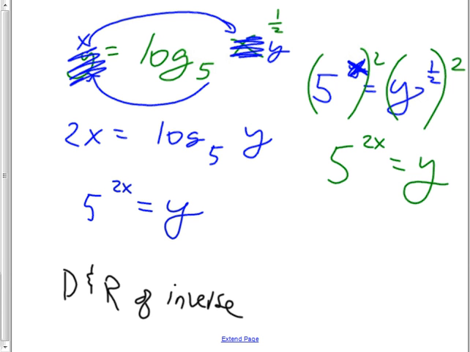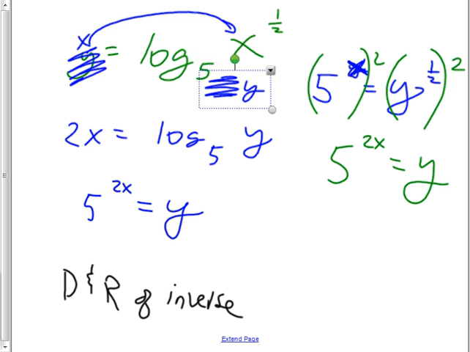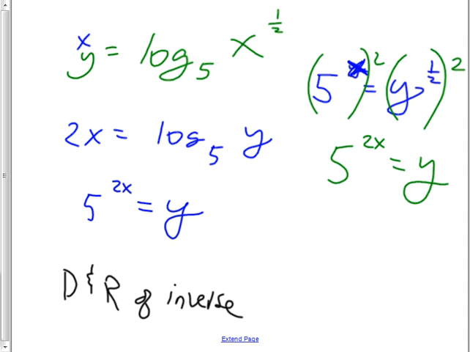Okay, good. Then, what's the domain and range? I would go back to the original and say, what was the domain and range of the original? Well, the original is a log. I know what they generally look like. I'm going to make a little picture of it because my domain and range will come out faster that way. I know it's a log.